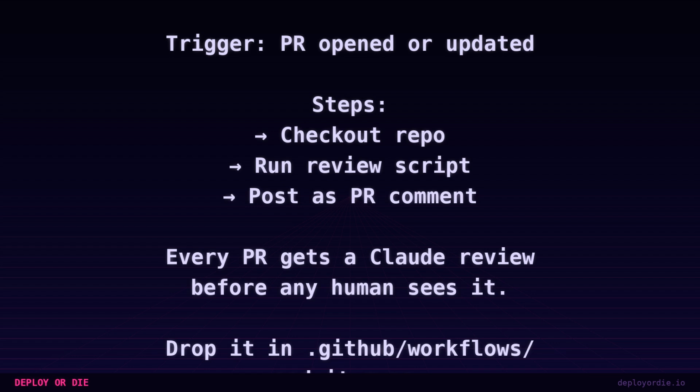The CI integration is one workflow file. Trigger: pull request opened or updated. Steps: check out the repo, run the review script against the base branch, post the output as a PR comment using the GitHub API. Every PR gets a Claude review automatically, before any human looks at it. The reviewer gets context before they open the diff. The author gets feedback before the review even starts. The workflow file is on GitHub. Drop it in .github/workflows and it runs.